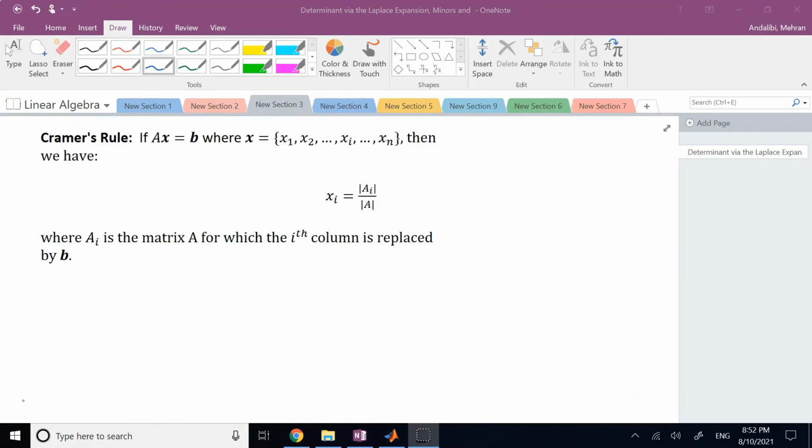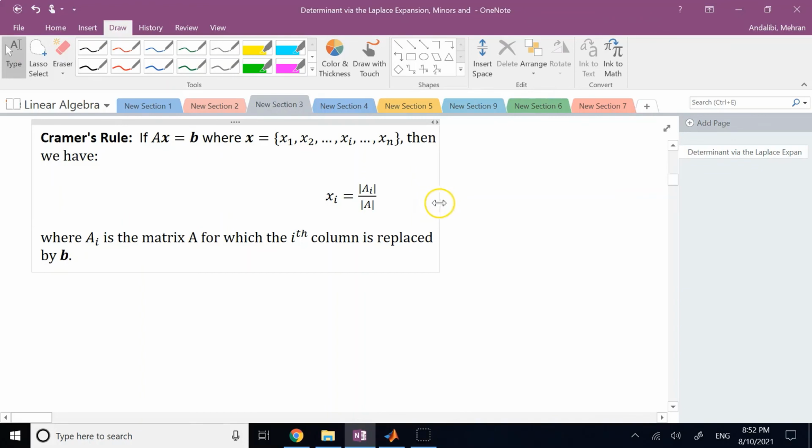Well, I think before we finish the lecture, it's worth talking about another application of determinants, and that is Cramer's rule, where we use the determinant of matrices to solve a system of linear equations.